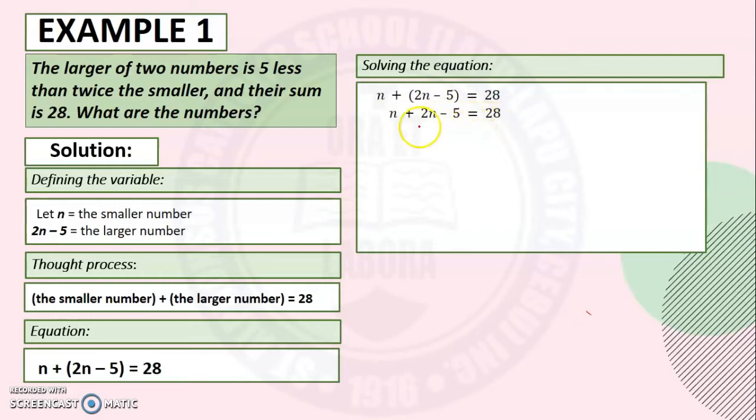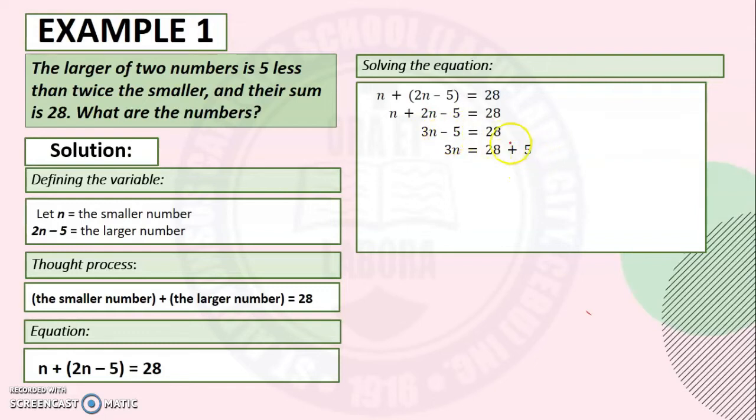Now let's combine the similar terms. Let's add n and 2n. So n plus 2n is equal to 3n. We will just copy minus 5 equals 28. Now let's transpose negative 5 to the right to isolate 3n. So this will become 3n equals 28. From negative 5, it is now positive 5.